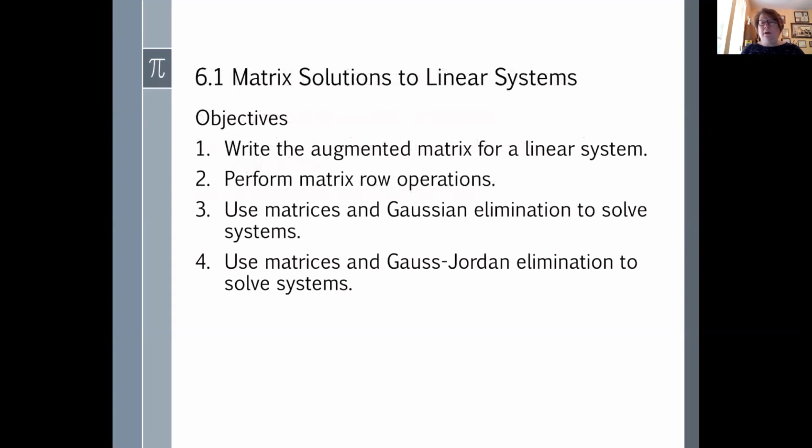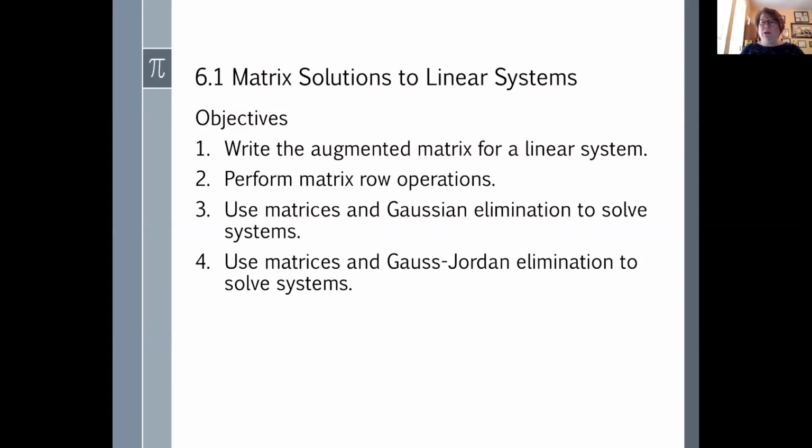In Section 6.1, first, we're going to write the augmented matrix for our linear system. It's important that we are able to do this, otherwise our calculator can't calculate the solution for us. Second, we are going to do a few row operations. These are going to be done by hand and not using your calculator. It's important that you understand how row operations work so that you'll know how your calculator is solving the problem for you.